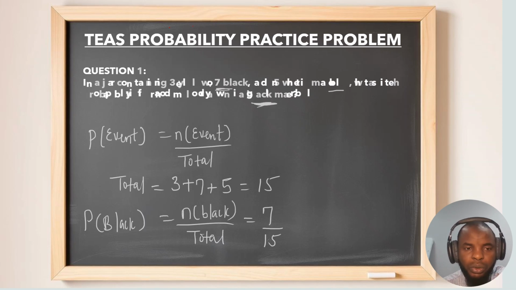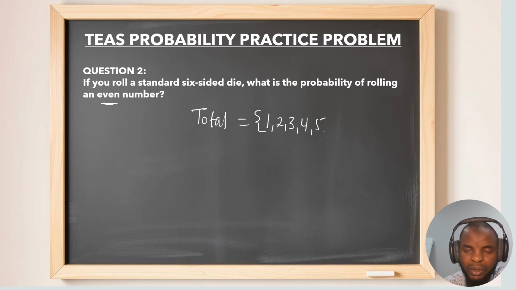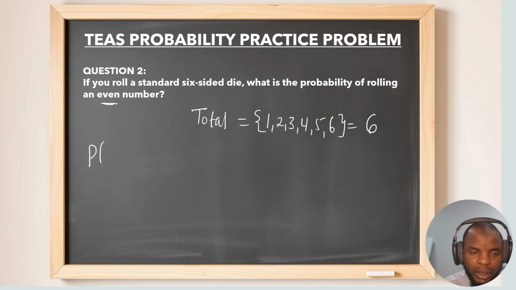In question number 2, it says, if you roll a standard 6-sided die, what is the probability of rolling an even number? The first thing you have to do is to get the total sample space. When you throw a die, the possible outcomes are 1, 2, 3, 4, 5, and 6, right? This is the possible sample space you can have. So the total is what? 6 faces.